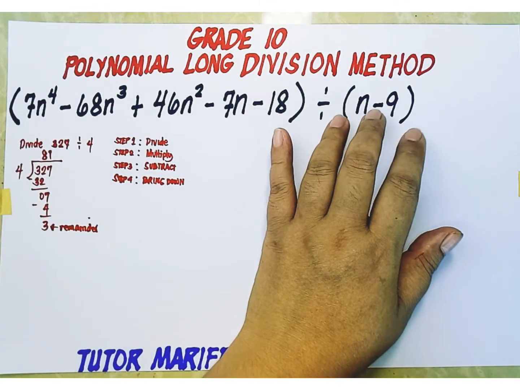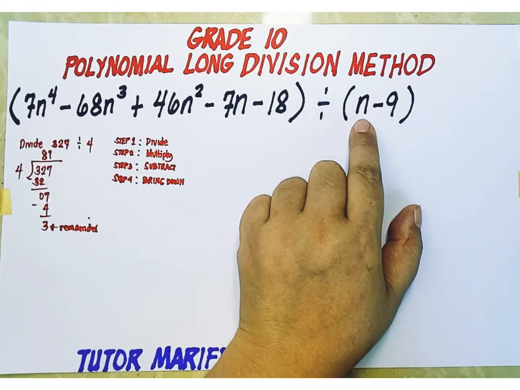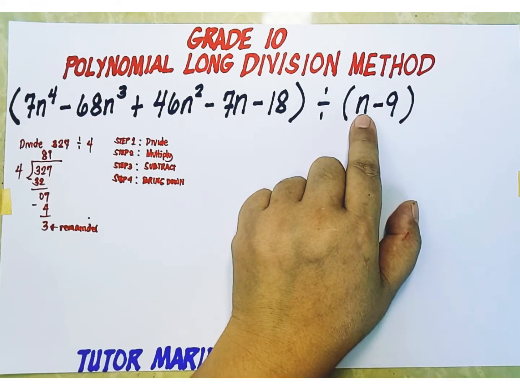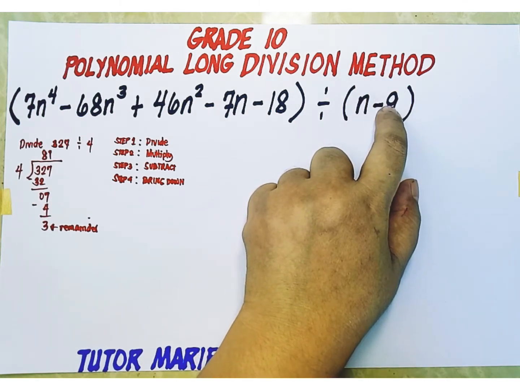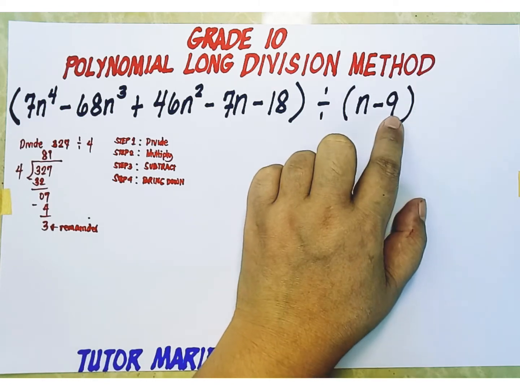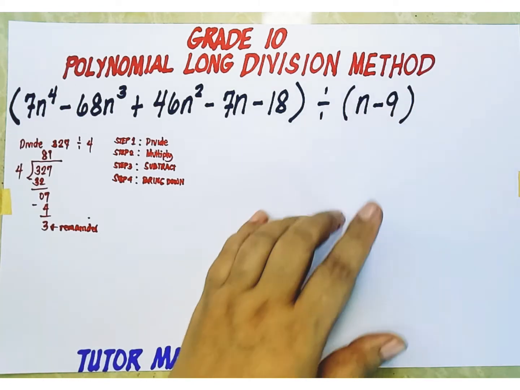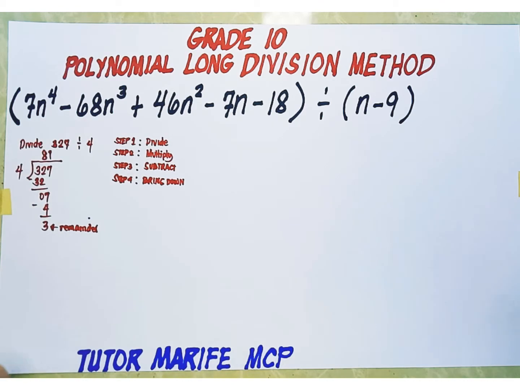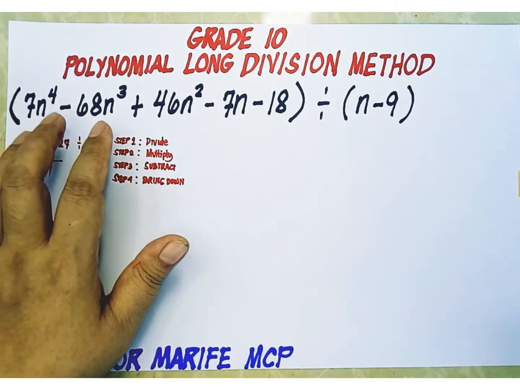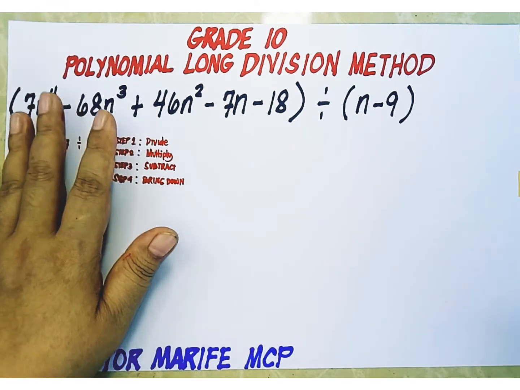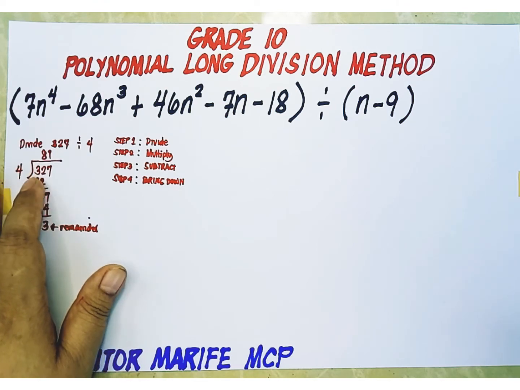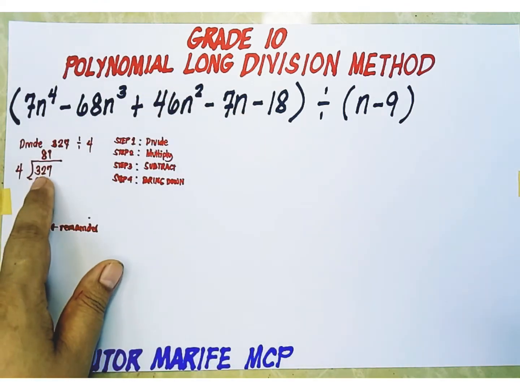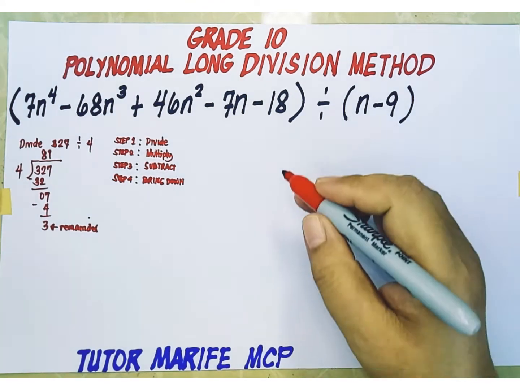Check also your divisor. Ang highest power ng first term of your divisor is 1. So, dapat ang susunod is power of 0. So, this is constant. It has a power of 0. Okay? So, wala namang problema sa order ng terms of the given polynomials. So, we can proceed to setting up our problem using the long division bar.